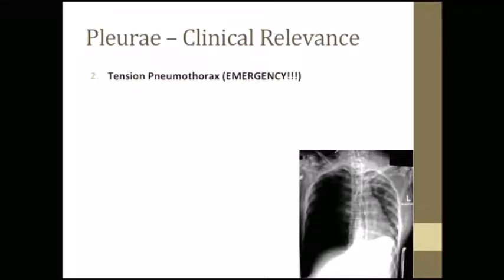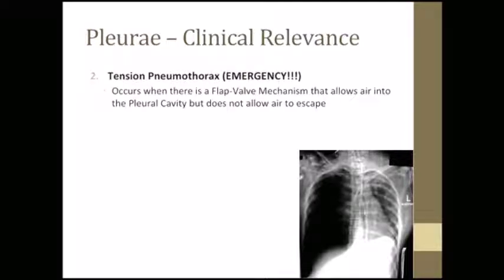Okay, so the next thing, which is a bit more important, is tension pneumothorax. So pneumothorax is not an emergency. Tension pneumothorax is an emergency because of the different pathophysiology behind it. So in tension pneumothorax, you have a flap valve mechanism. Basically, the air can flow into the lung, but it cannot get out. Whereas in a normal pneumothorax, air can flow both in and out.